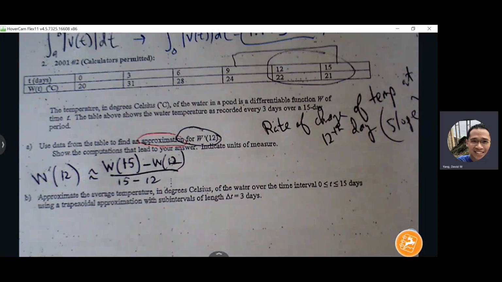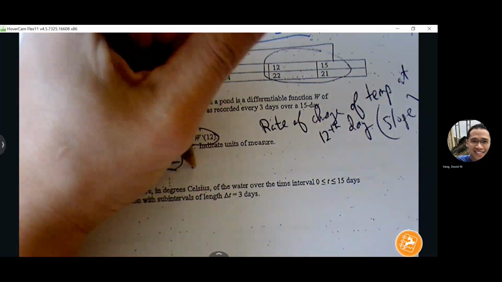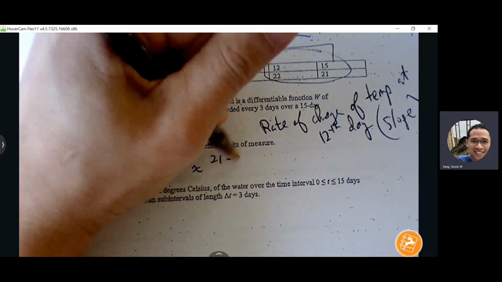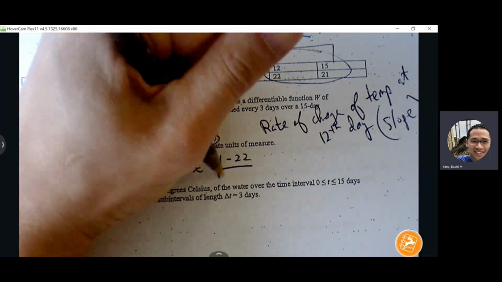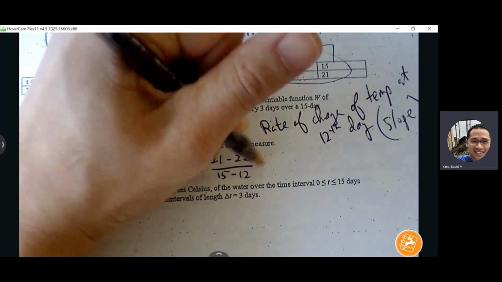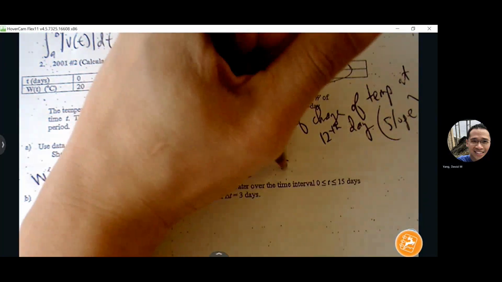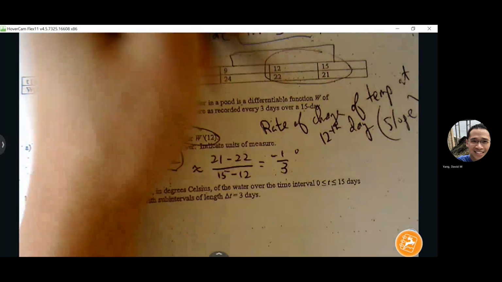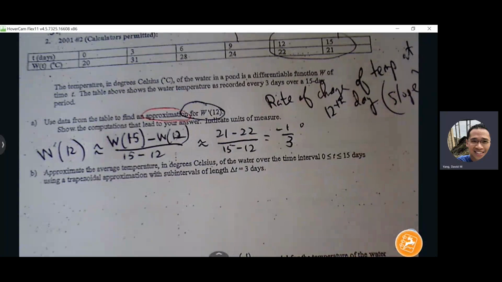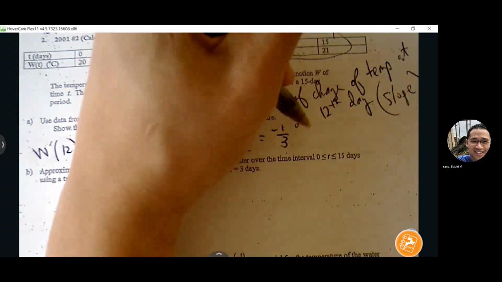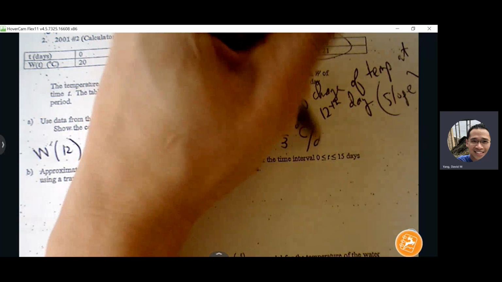So change in temperature over the change in time. So 21 minus 22 over 15 minus 12. Okay. So what does that tell us? What's the unit of measure, do you think? What's happening on the 12th day? Approximately, temperature is decreasing by 1/3 degree per day, Celsius per day.